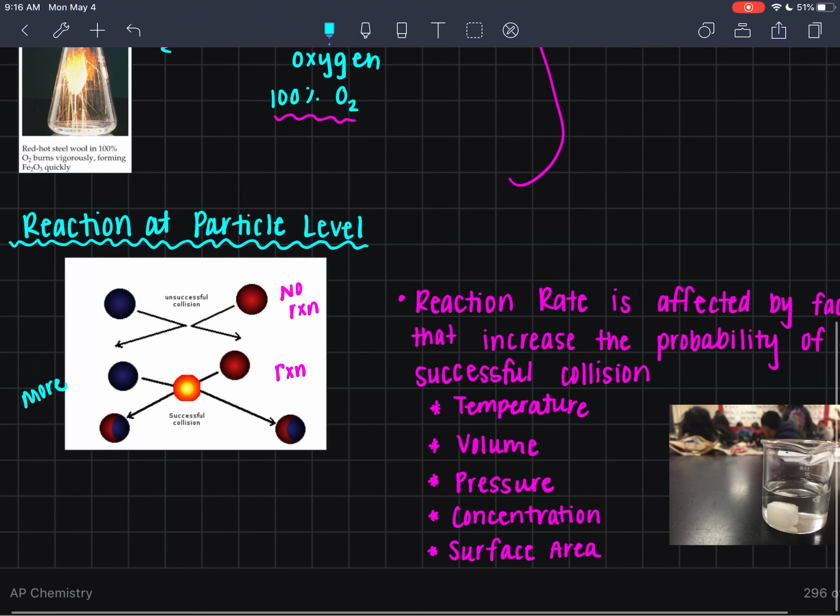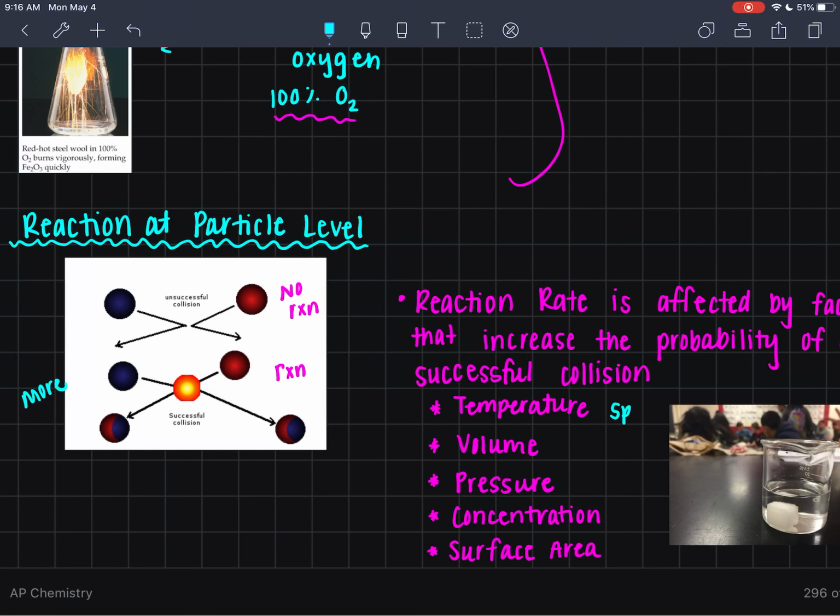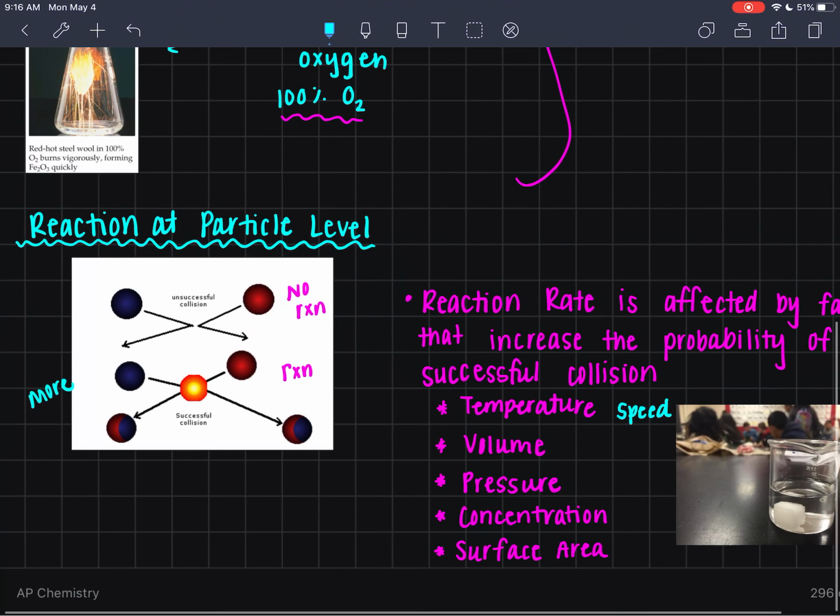So temperature is a measure of average kinetic energy, aka the speed of the particles. If my particles are moving faster, they're going to collide more frequently. Volume is really the space that my particles occupy. If there's less space, there's going to be more collisions. Pressure is a measure of the force of collisions over an area. If there's more forcible collisions occurring, there's probably going to be more successful collisions. Concentration is all about my amount of particles. If there are more particles present, there's probably going to be more particles colliding.